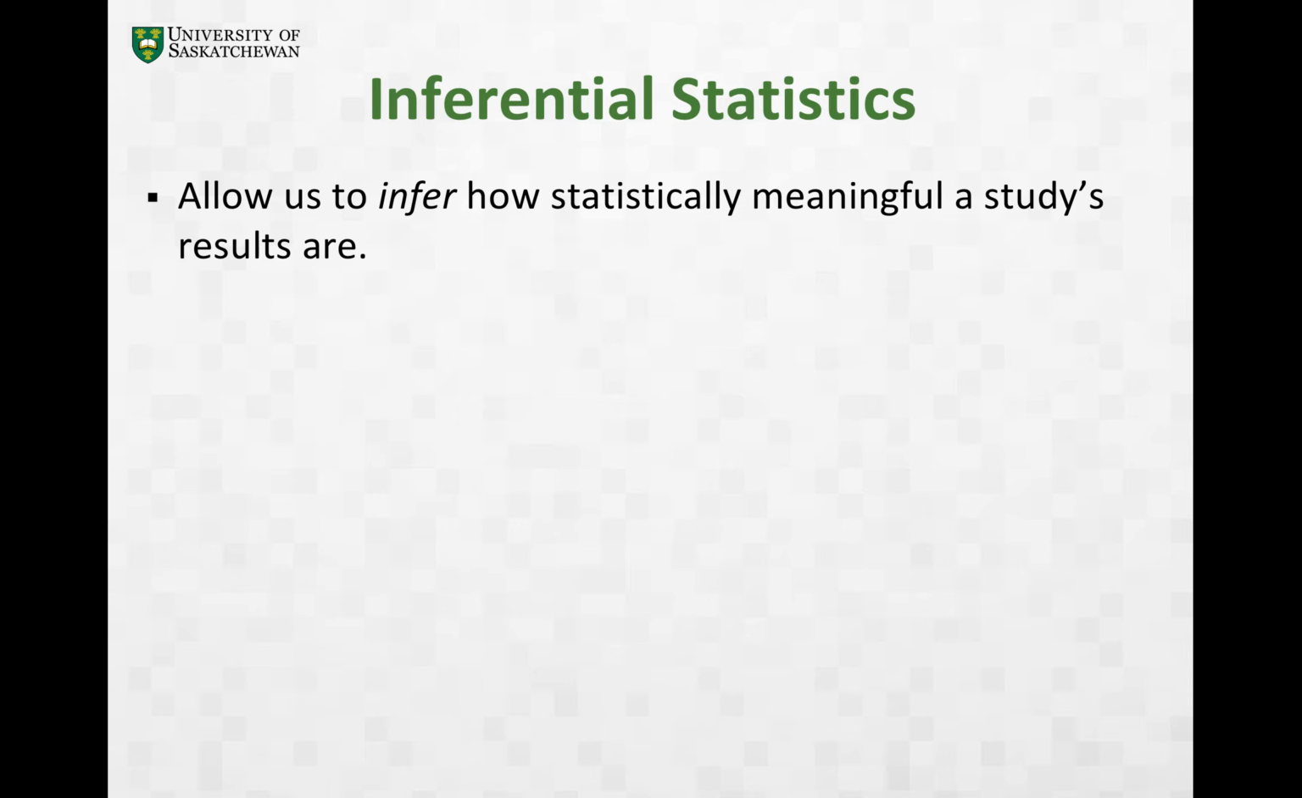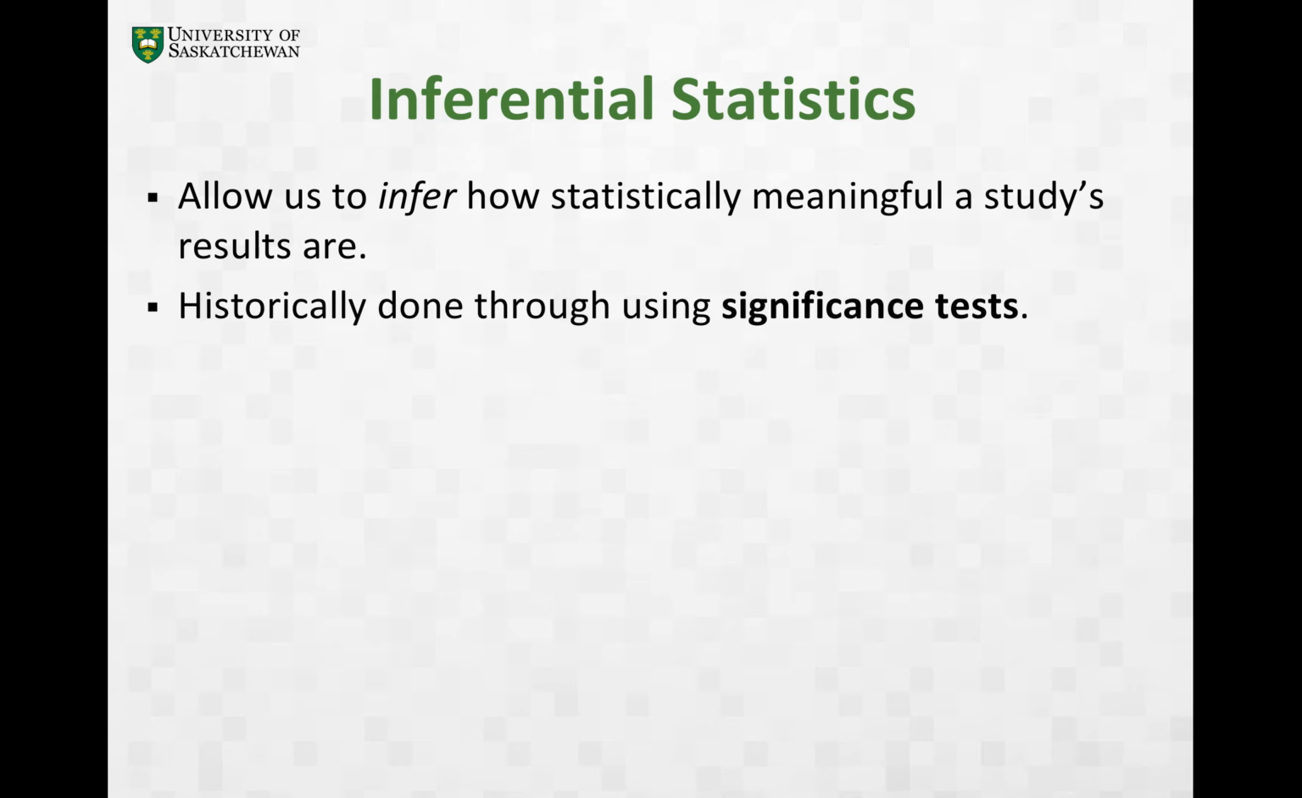Now we're moving on to inferential statistics. So inferential statistics allow us to infer how statistically meaningful a study's results are. So the descriptive stuff is only describing the thing for us. Inferential statistics, this is telling us what is the meaning of these numbers. Now, historically, the way that we have determined meaning for statistics is through something that we call a significance test.